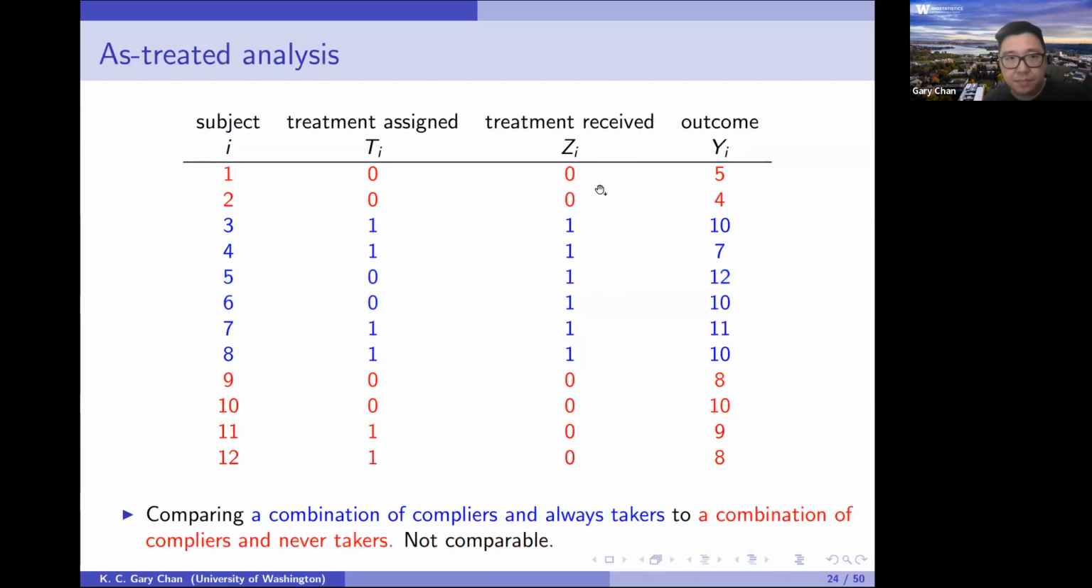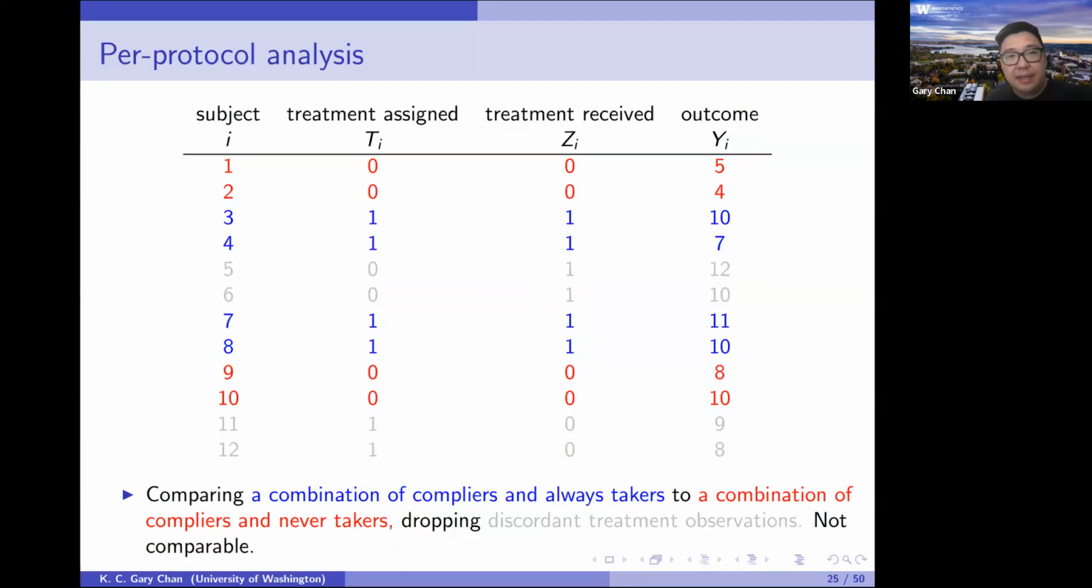There are some other analyses that you may see in the literature. One is called as-treated analysis, which basically compares the people who receive treatment to people who receive control. They're not comparable because the blue people are a combination of compliers and always takers, and the red people are compliers and never takers. So they are different groups, different subgroups of people. They're not comparable.